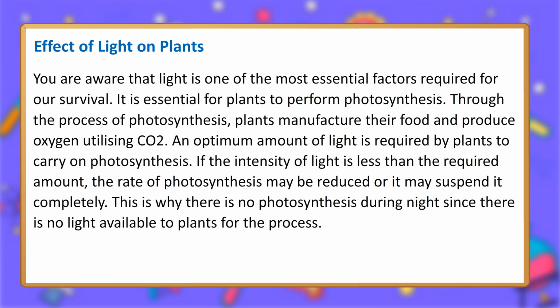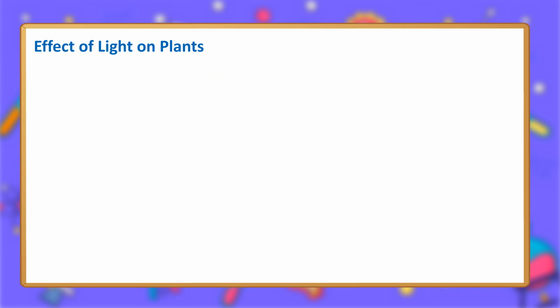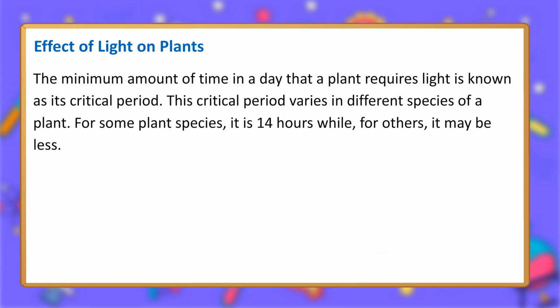If the intensity of light is less than the required amount, the rate of photosynthesis may be reduced or it may suspend completely. This is why there is no photosynthesis during night, since there is no light available to plants for the process. Different plants require different amounts of light during the day. The minimum amount of time in a day that a plant requires light is known as its critical period. This critical period varies in different species of a plant.